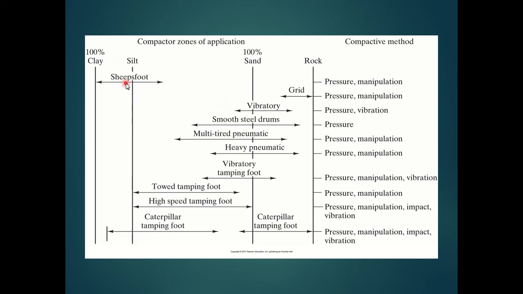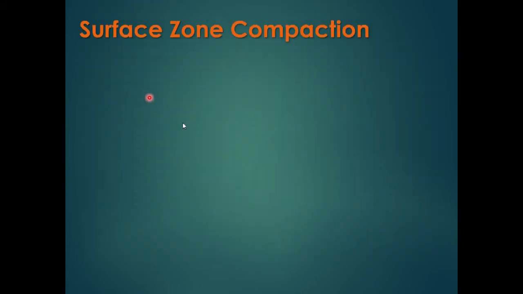So here, this says sheep's foot for silt. Yes, that will work. Usually static rolling works for silt too, because silt is very sensitive to water, but a sheep's foot will work for that. But typically we see a sheep's foot using clay because our clays have silt in them. But a pure silt is very, very difficult to compact.